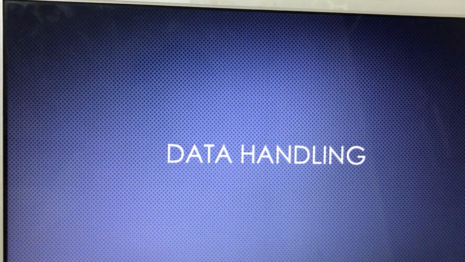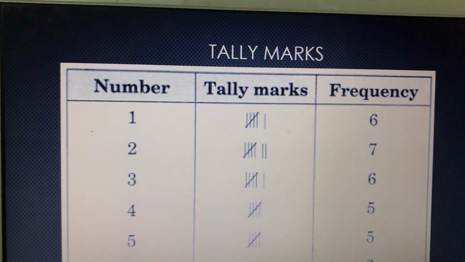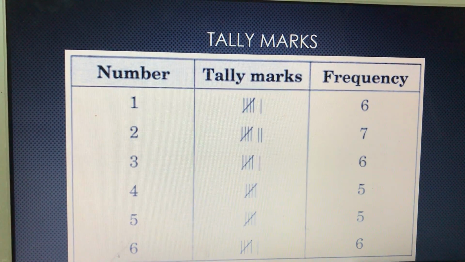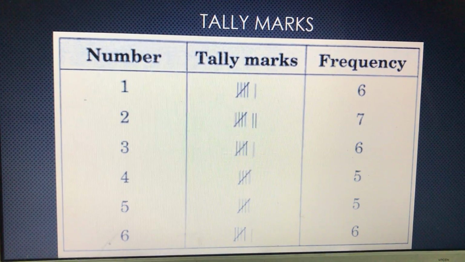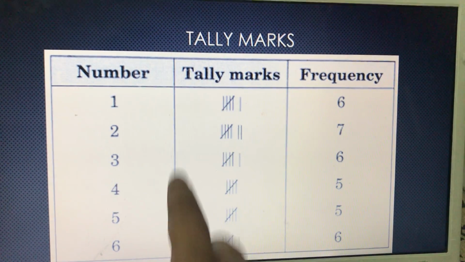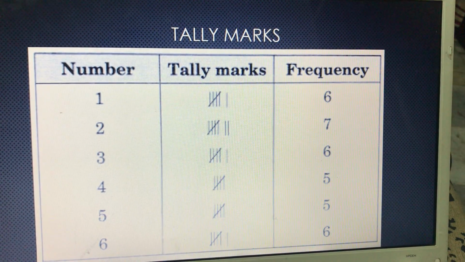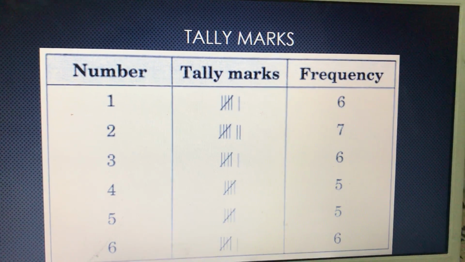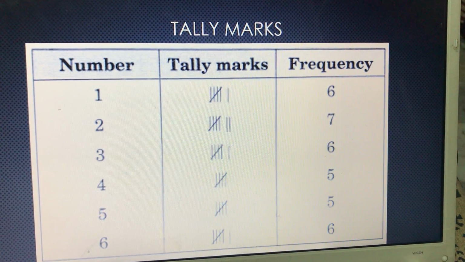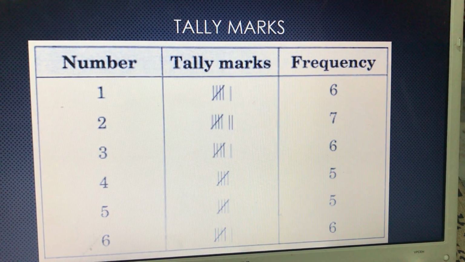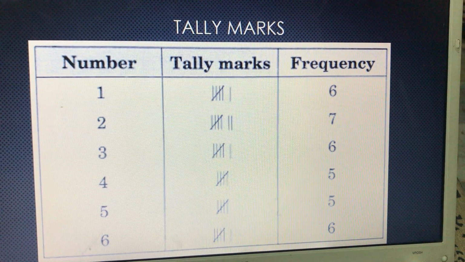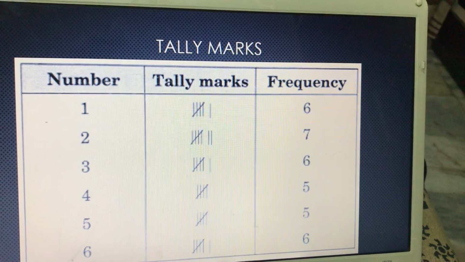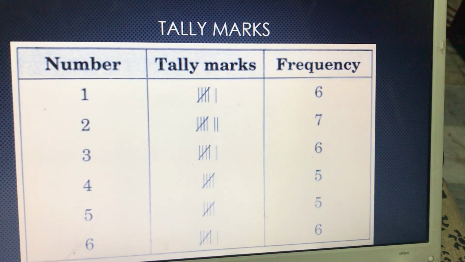Today we are going to discuss the revision for the chapter 15 data handling from your book. The first topic that we have discussed is tally marks. Now, what are tally marks? Suppose this is a table given to you. We have here the number 1, number 2, number 3, number 4, and this is the frequency. Frequency means how many times it is repeating. Suppose I have number 1, how many times is number 1 repeating? 6 times it is repeating, right? Now I want to show this frequency in the form of tally marks.